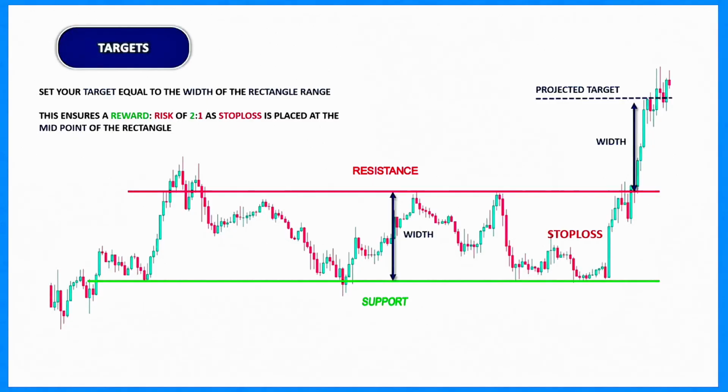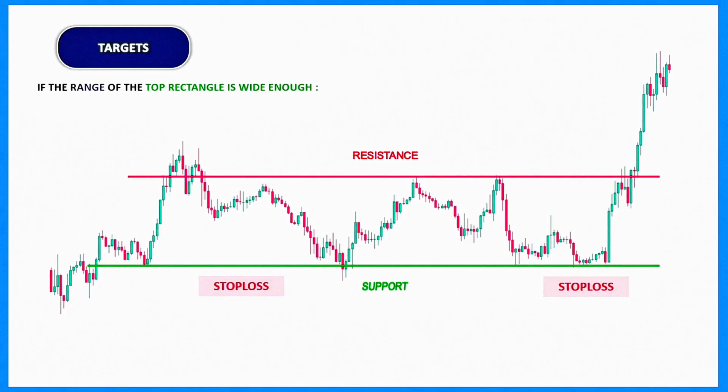This implies that the width between the support and resistance of the rectangle should be projected on the chart from the breakout moment. Because the stop loss is at the middle point of the rectangle range, the size of the target is twice the stop loss. This makes the reward to risk ratio 2-to-1. Until this move is exhausted, you can use the trailing stop loss method to ride the trend. Yes, you're right. A suitable period of moving averages can help you with this.